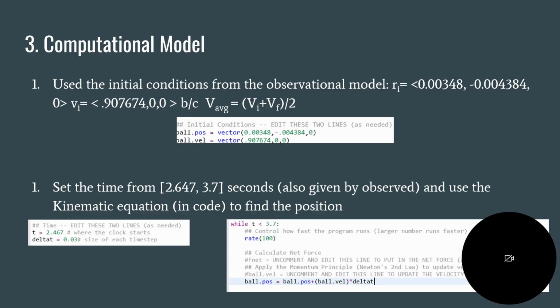Now we can go into Python and edit the base code. We use the initial position and velocity from the observed, where velocity is the average velocity. Then we set the initial and final time and then add in the kinematic equation. When velocity is constant, d equals r sub i plus v average times delta t.